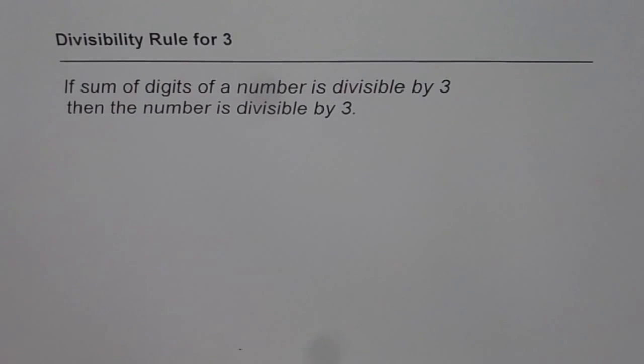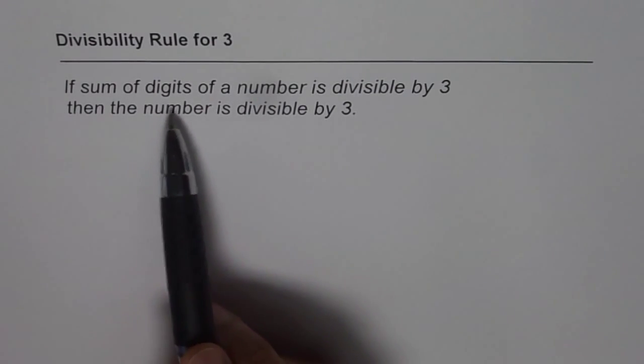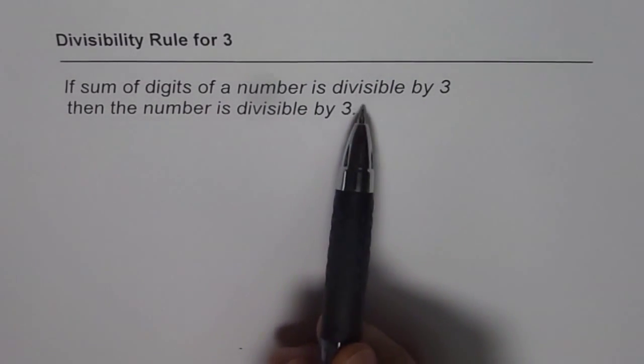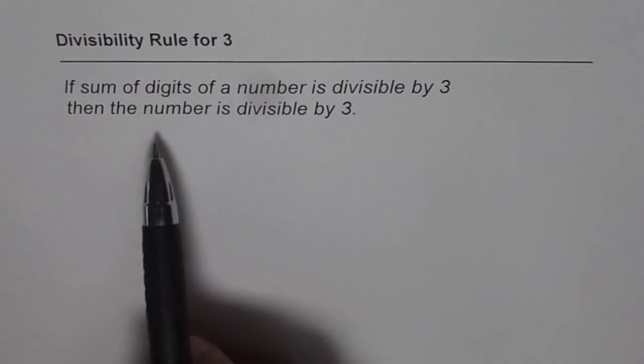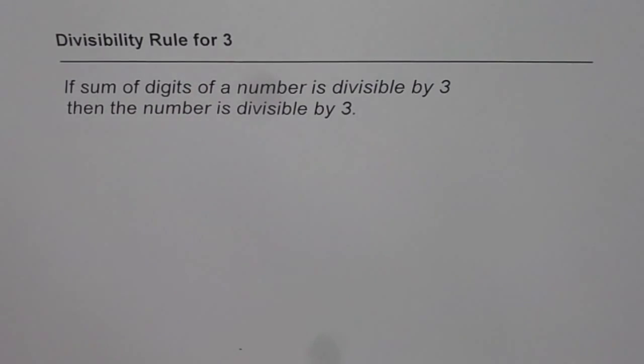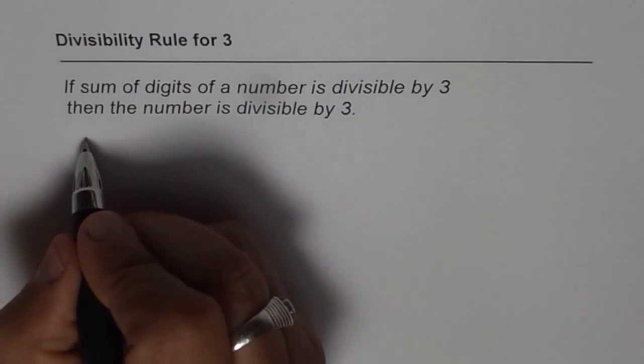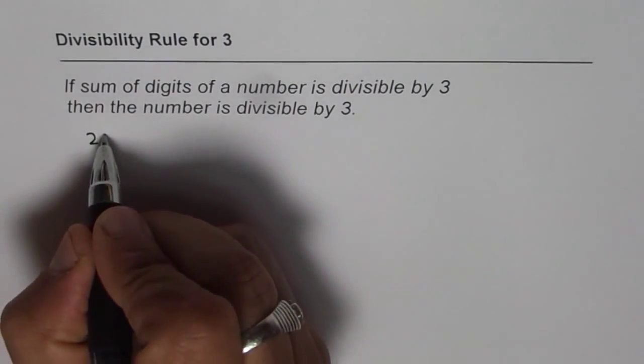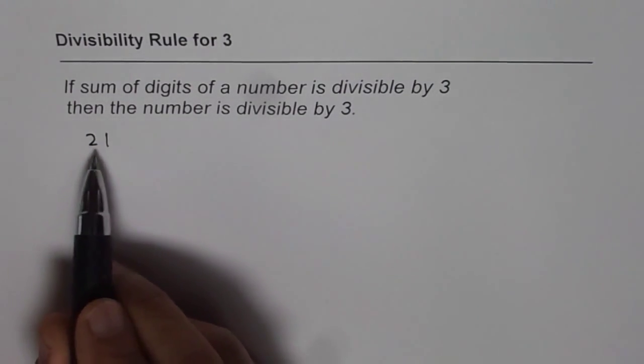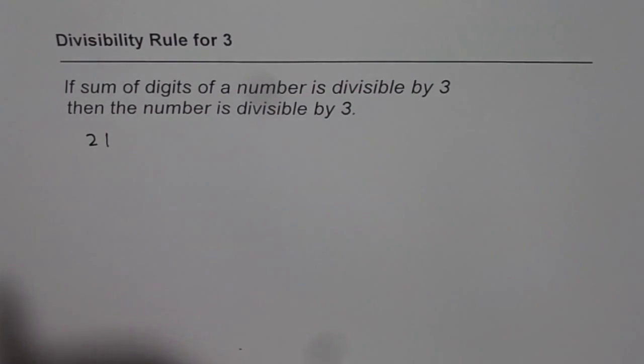I'm Anil Kumar, and in this video we will explore the divisibility rule for 3. The rule is, if the sum of digits of a number is divisible by 3, then the number is divisible by 3. What I'm trying to say is that if we have a number like 21, 7 times 3 is 21.